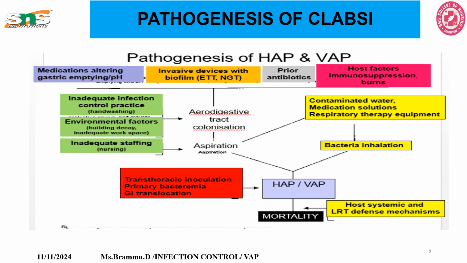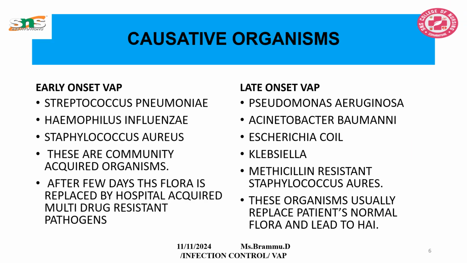VAP is mainly transmitted due to improper insertion of the endotracheal tube during intubation, or not following care after the intubation, that is not maintaining the position of the patient, not frequently suctioning, and not following the bundle.